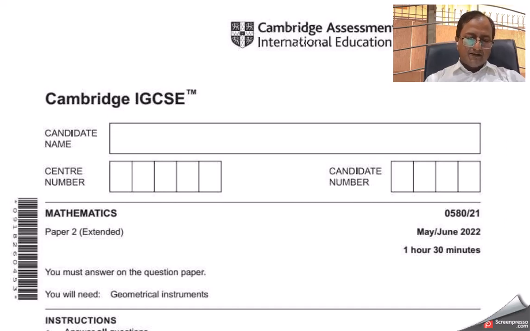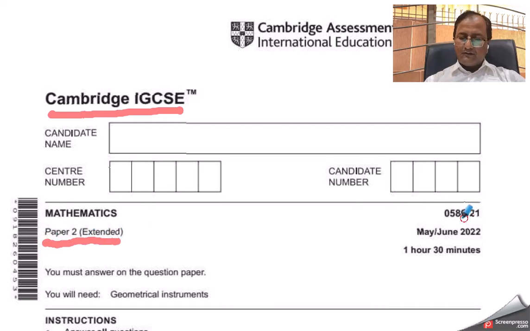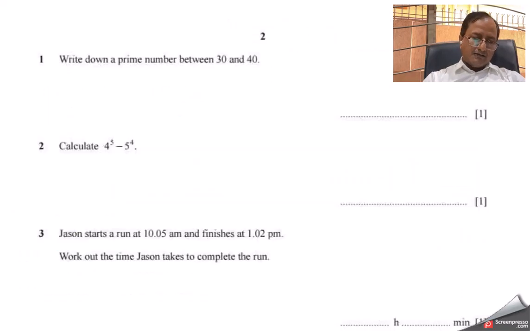Bismillahirrahmanirrahim. Today we are supposed to start the Cambridge IGCSE paper, that is the paper 2 extended, and the code of this paper is 0580/21, and this is basically from May-June 2022. Question number 1 over here.